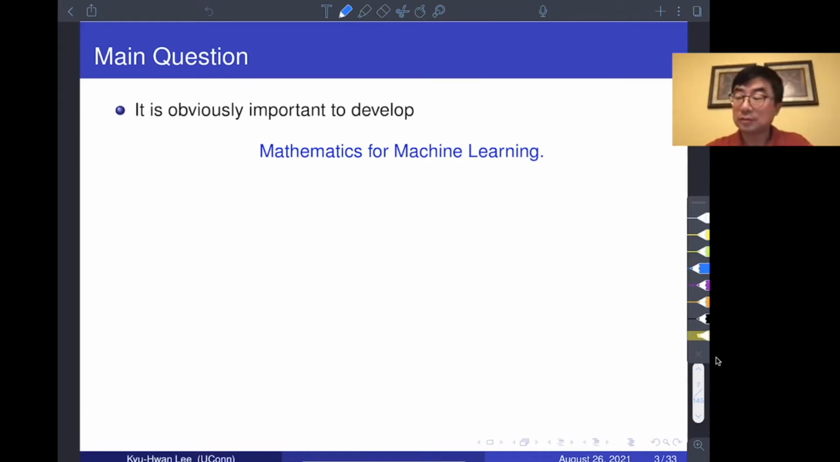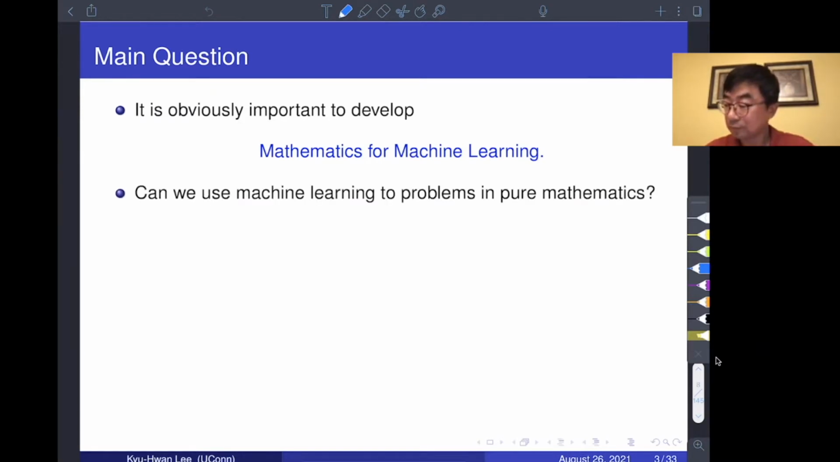The main question can be this. It is obviously important to develop mathematics for machine learning, and yesterday we heard about this in some talks. Today we can ask, yesterday a discussion also arose, so let me just repeat the question: can we use machine learning for problems in pure mathematics?